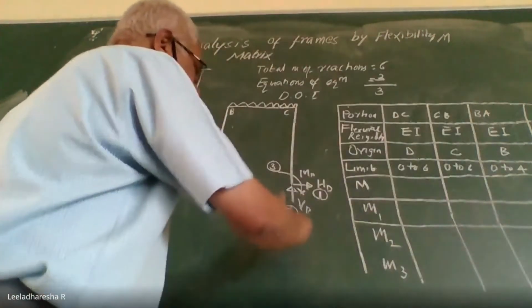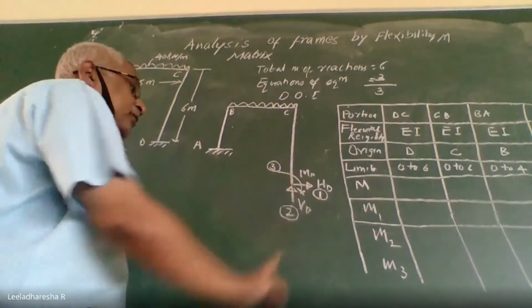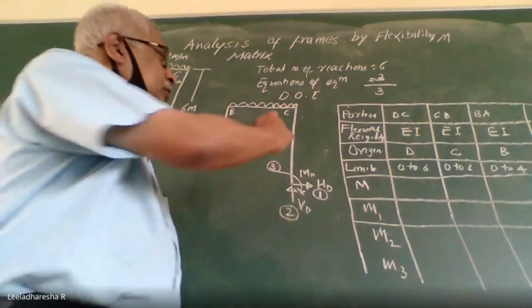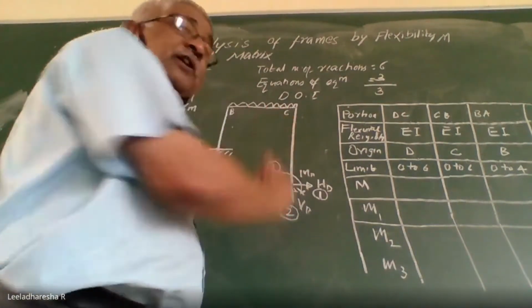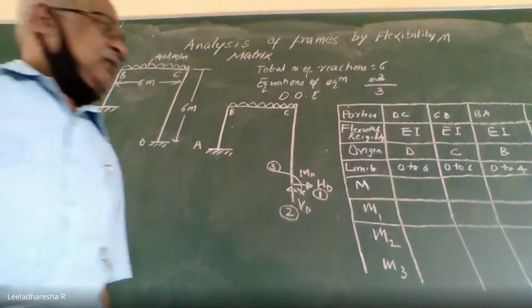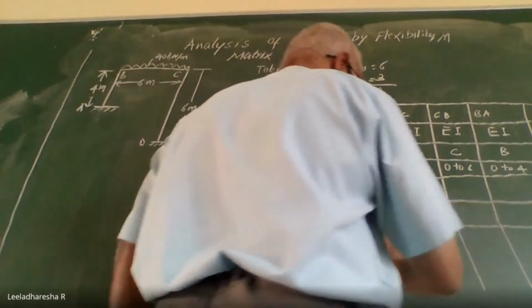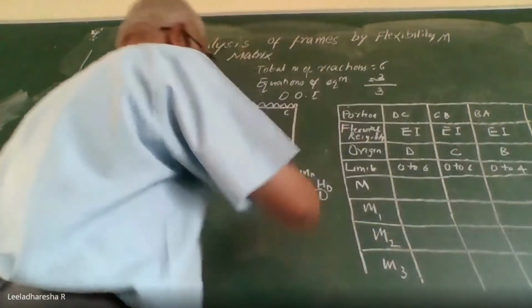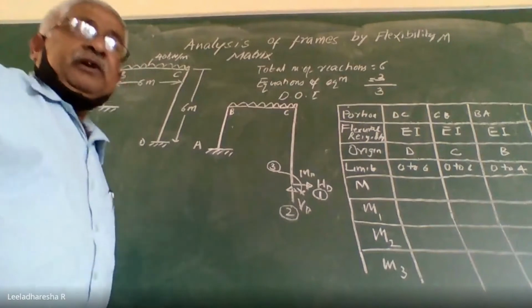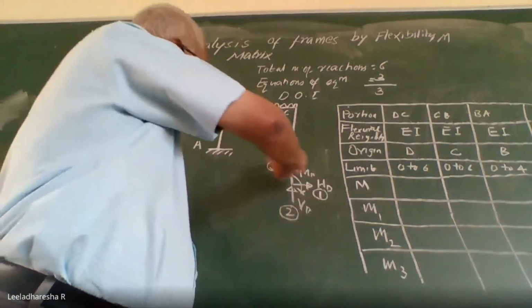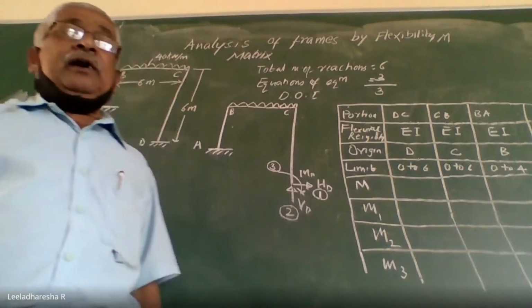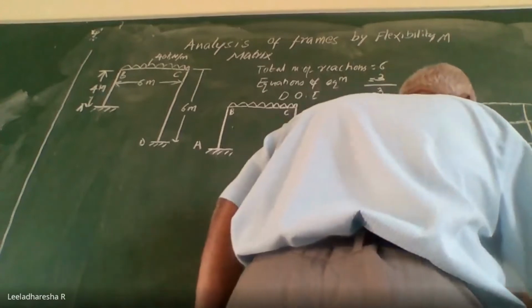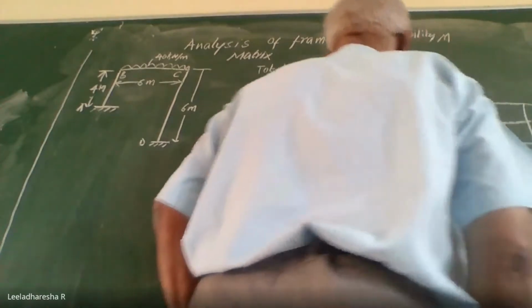Similarly, I apply in the next stage 1 kilonewton vertical force in the direction of coordinate number 2, and I am going to determine the bending moment in various portions of the frame. So those things I am going to enter in the row that is M2. Lastly, I am going to apply 1 kilonewton meter moment in coordinate direction 3, and I am going to write the equation in the form of M3. So this is the table that you need to use.